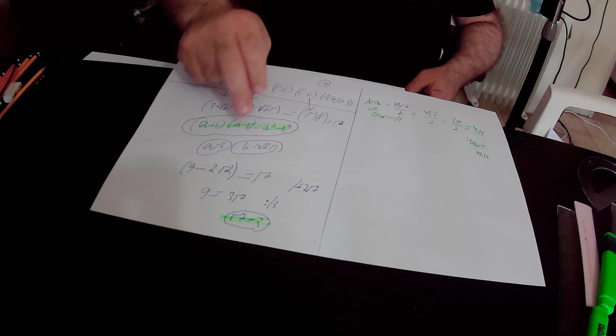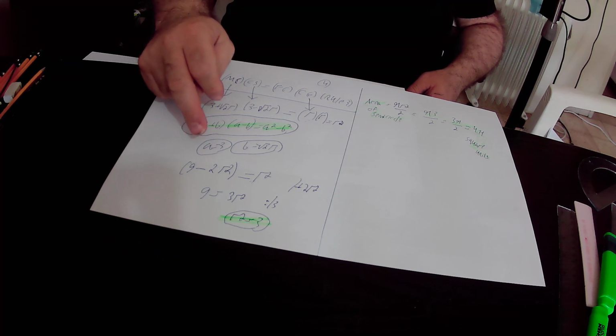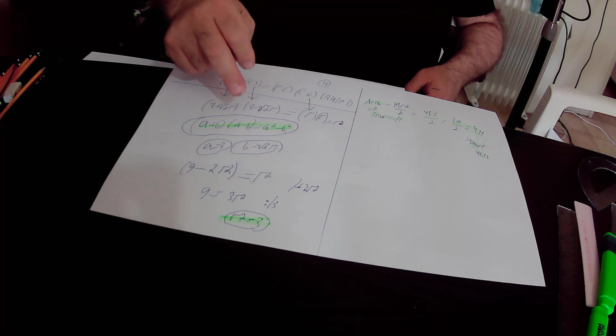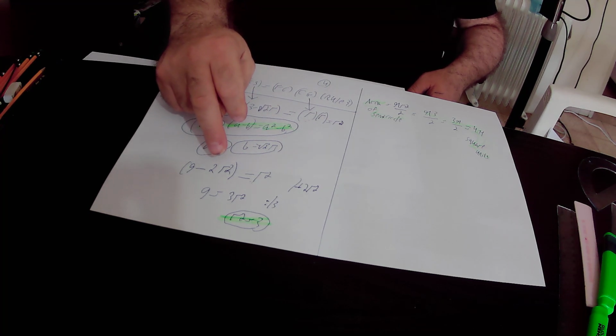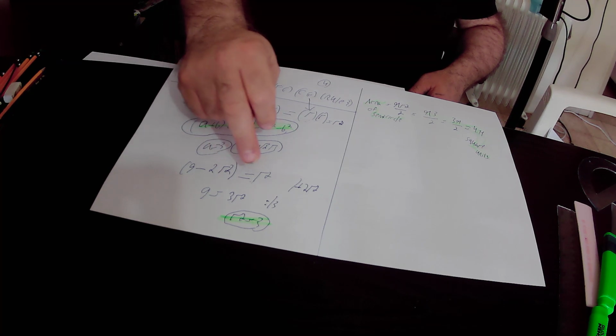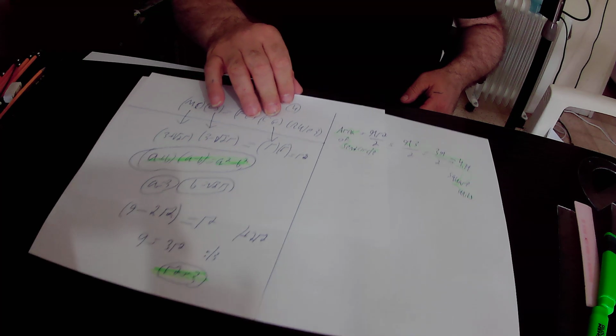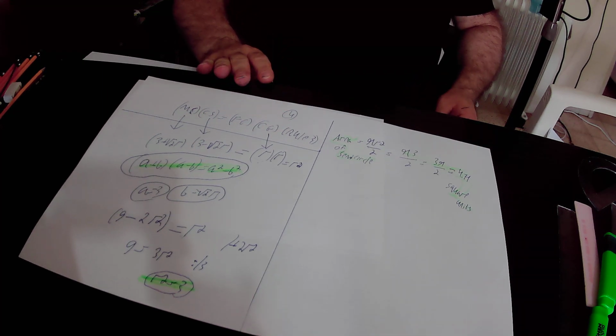We added 2R squared to this equation, and we found out that 9 equals R squared plus 2R squared, which is 3R squared. We divided this equation by 3, and we found out that R squared equals 9 over 3, that is 3. And the area of the semicircle equals half of the area of the circle. The area of the circle is pi R squared. Therefore, the area of the semicircle will be equal to half of it.